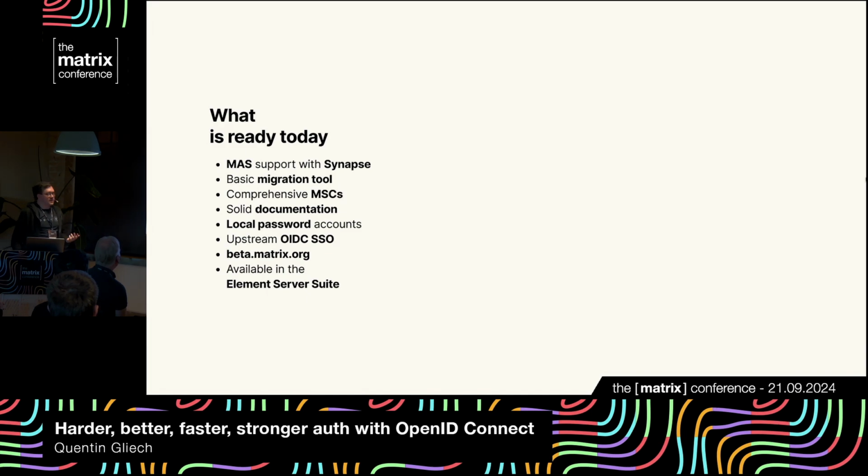Currently, there's a bunch of things that are just ready. Matrix Authentication Service supports Synapse. It has a very basic migration tool, but it works to import existing data into MAS. I also spent quite a lot of time recently to polish the MSCs, and I think they're now in a form where they're comprehensive, and you can start looking at them to implement either a server implementation or a client implementation. We also have solid documentation for Matrix Authentication Service. There's a step-by-step guide explaining how to deploy it.